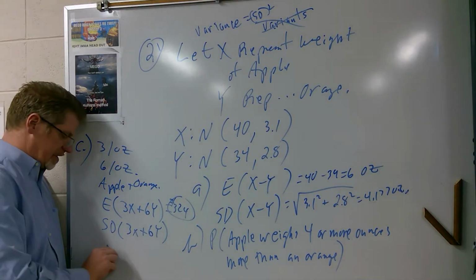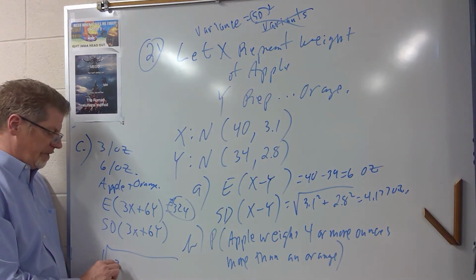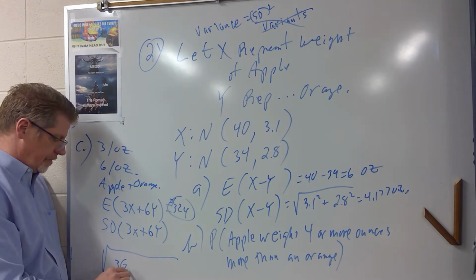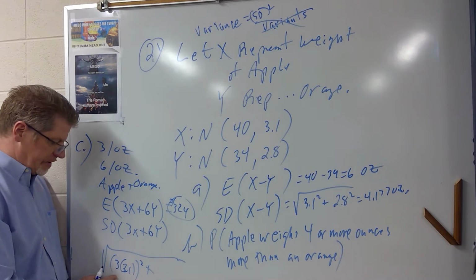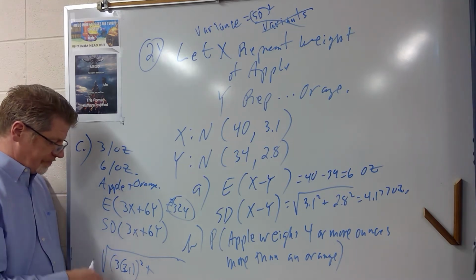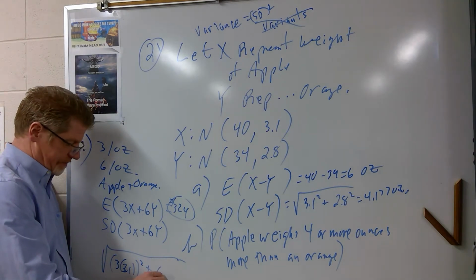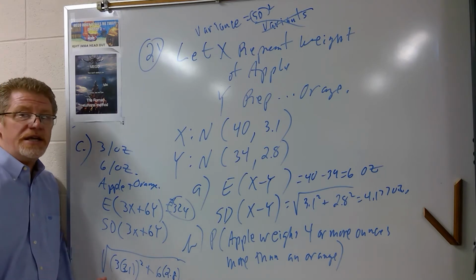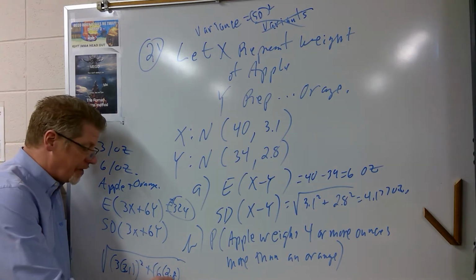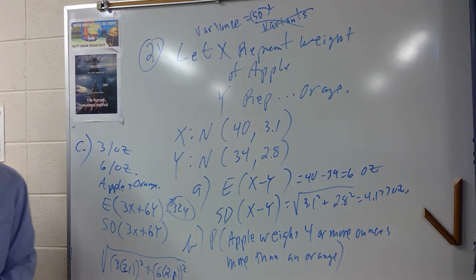So this one's going to be the square root of, you've got to take the standard deviation 3.1 and multiply it by 3. 3 times 3.1 and square that thing. So it'll be 3 squared times 3.1 squared. And the other one will be 6 times 2.8. So the standard deviation gets multiplied by 6, and then you square it. So in this case, the 3 is getting squared and the 6 is getting squared.